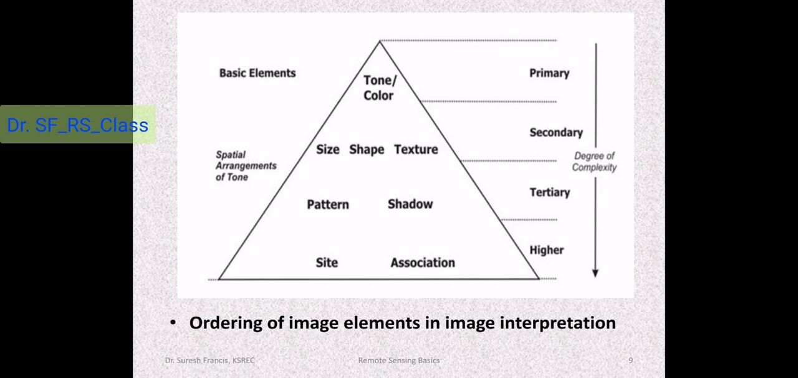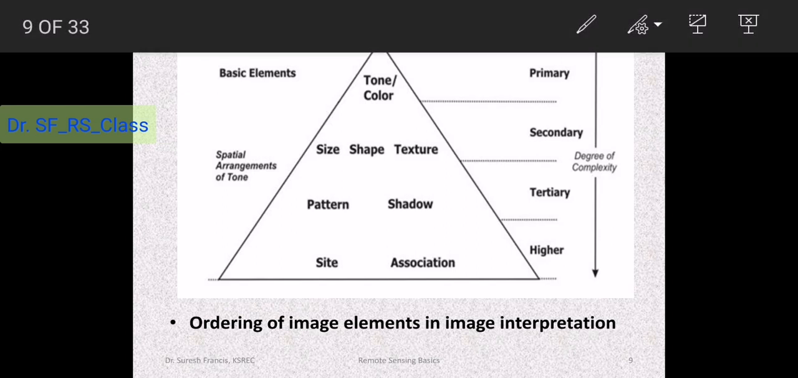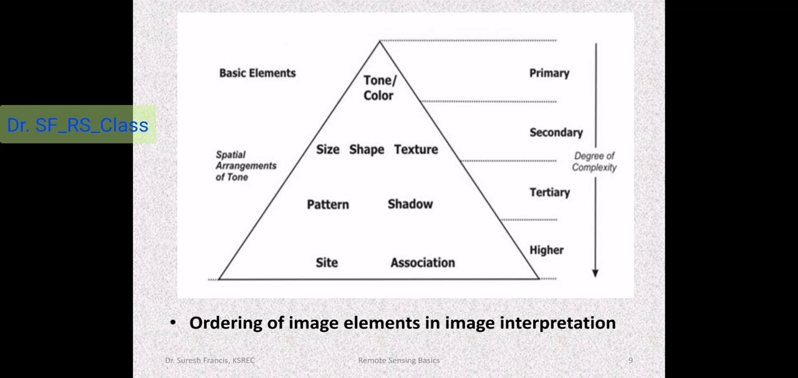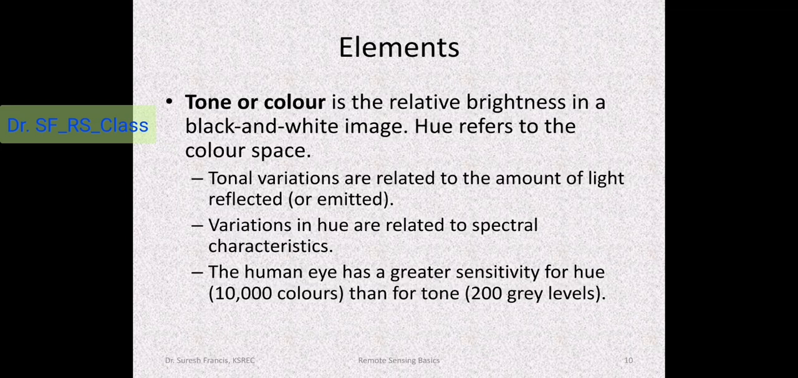So you can order the image elements for image interpretation in this format. Taking the individual elements, we can discuss the tone and color in a bit more detail. In a black and white image, tone is the relative brightness of the objects. Some objects will be brighter, some will be darker, some will be in between. So it is a variation of brightness.